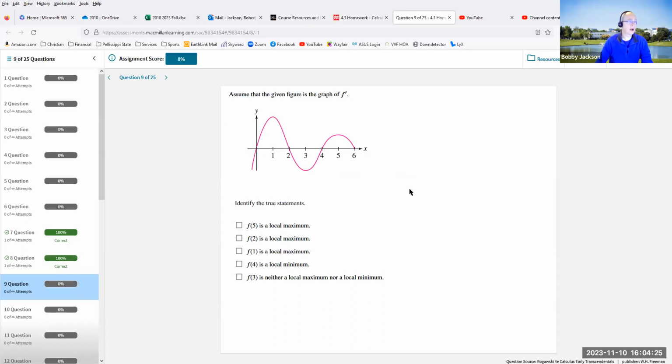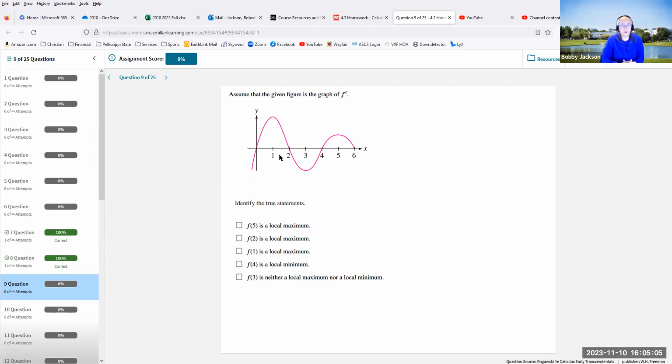So again, the same graph, and now we assume that this is the graph again of the derivative. So like the last one, this is now the derivative of the function. So what statements are true? These are all statements about the function f, and basically where we have local max, mins, or neither. This is not the graph of the function f. So for instance, f of 1 is the local maximum. Be careful, this is not the graph of f. F prime has a local maximum at x equal 1, right? Not f.